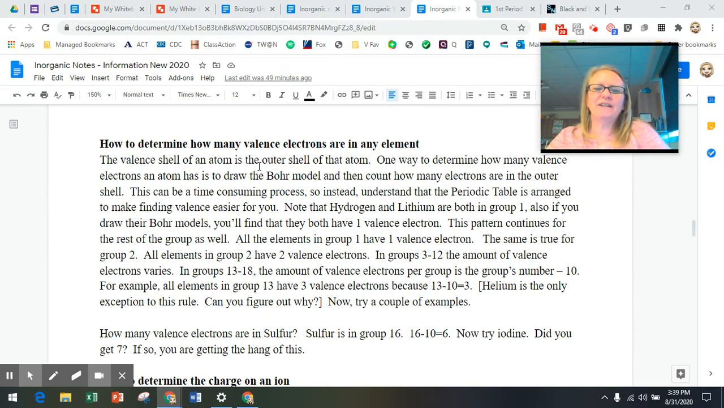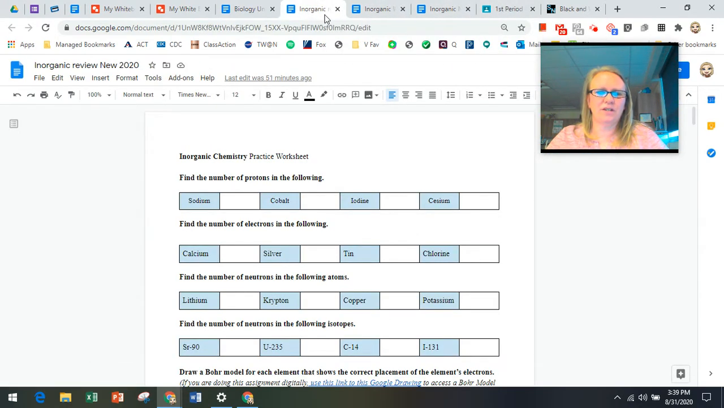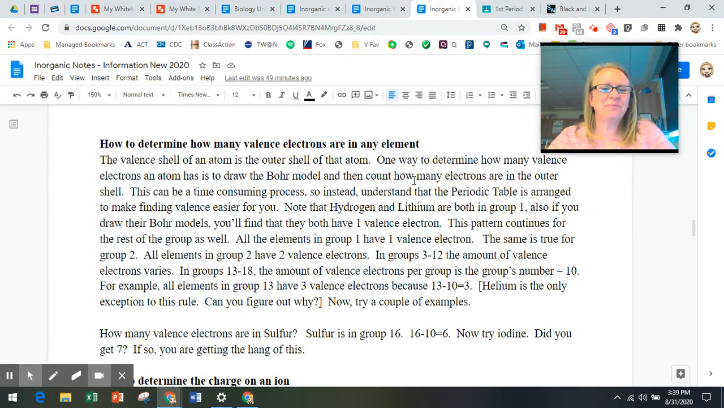The valence shell of an atom is the outer shell. So we've looked at those quite a bit. That outer shell, that very outer one, this would be the valence on the atom, and then this second one would be the valence on its ion. So let's go back to our directions. Where did they go? Here they are. All right.